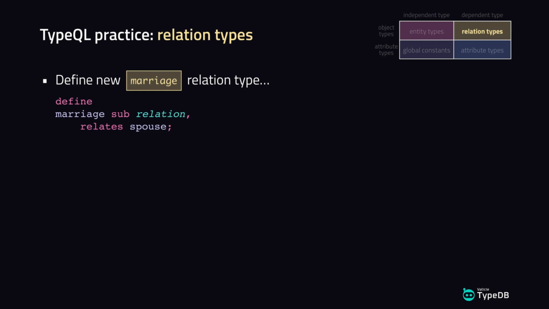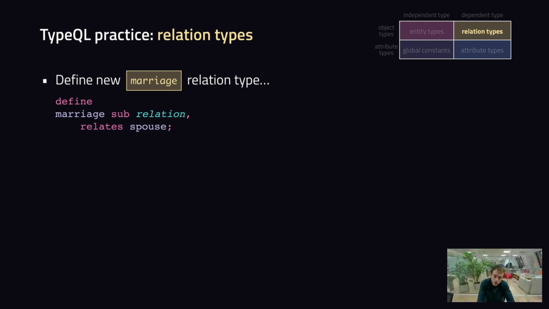But now, since relation types are dependent types, you also need to specify the interface that they depend on. And recall from our discussion of interface polymorphism that we work with these abstractions of dependencies. So each type carries around its abstract dependencies, if you want. So in the case of marriage, we would define that interface by writing marriage subrelation relates spouse.